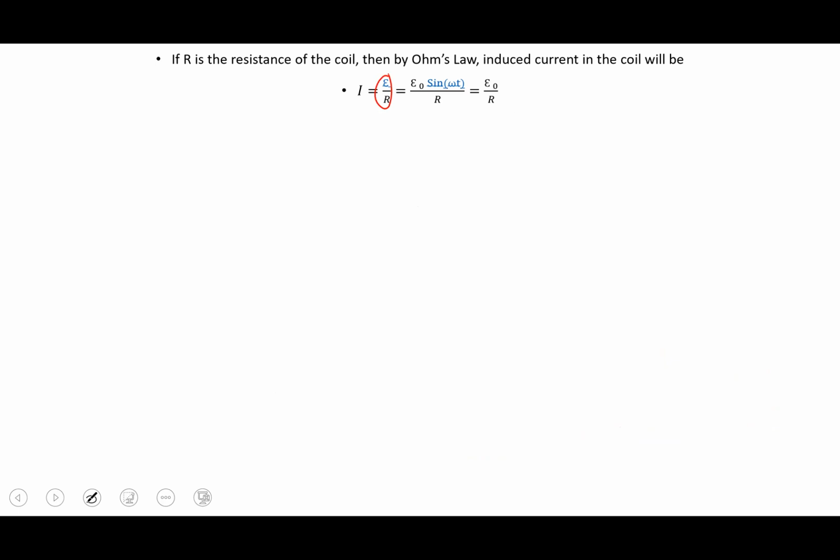So I will be equal to EMF divided by R, which is equal to E naught sine omega t divided by R. So this will be equal to I naught, and this will be equal to I. So I will be equal to I naught sine omega t, or we can simply say I is equal to I naught sine theta. So here we go. I is equal to I naught sine omega t, where I naught is the maximum current.